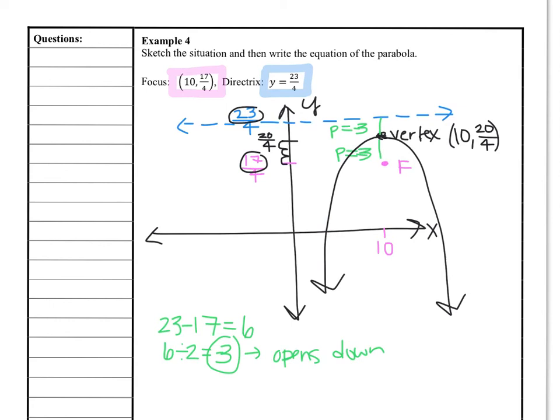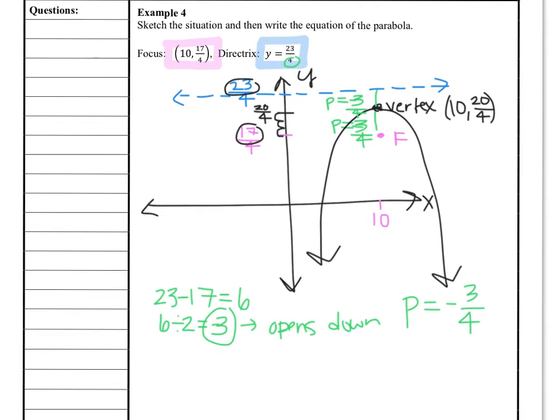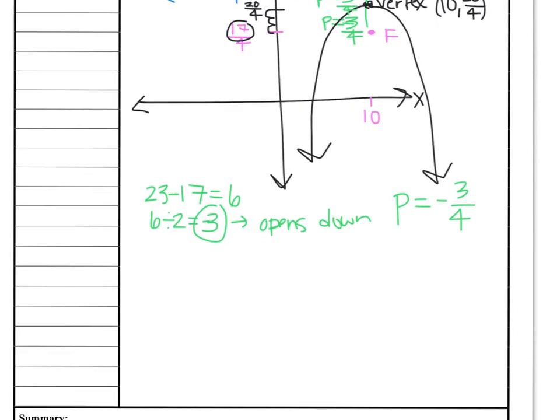Okay. So actually I made a little mistake there. So our p-value is -3, but we just have to make sure we put it over a 4. Because it's really -3/4 because we had the 4 in the denominator there. Okay, so our p-value is actually equal to -3 over 4. Again, because we need those common denominators. Okay, so then coming down here, we've got our p-value as that, and our vertex as 10, 20 over 4.